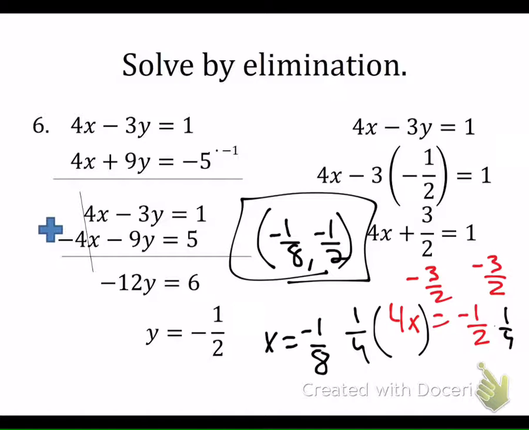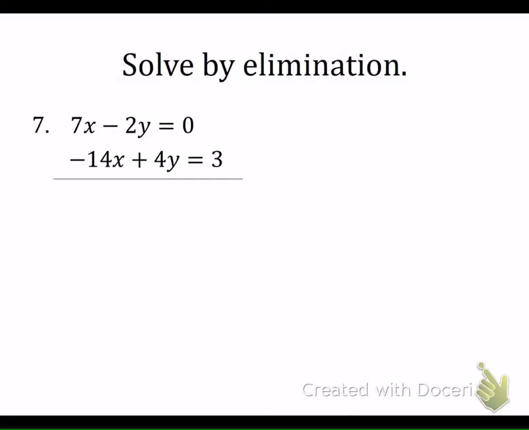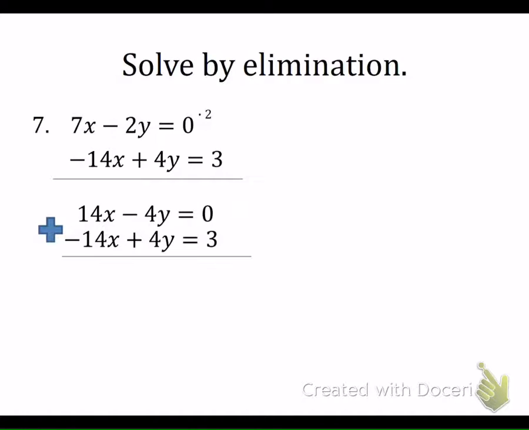All right, any questions? Okay. Any ideas? Multiply the top by 2. When you multiply the top by 2, you end up with 14x minus 4y equals 0. I'm going to rewrite this one down below. And a few of you, I can hear the commotion a little bit. You're already seeing the issue here. What happens? You get 0 equals 3.